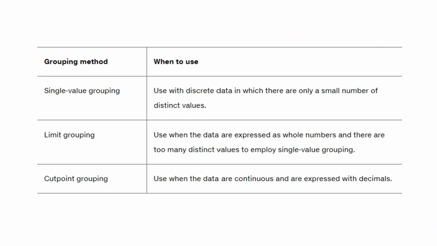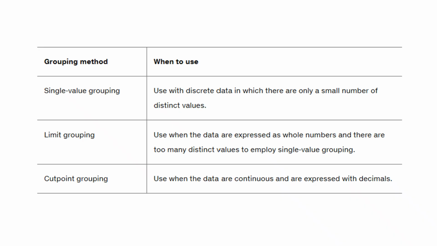Okay, so we looked at those three methods for grouping quantitative data, which are single value grouping, limit grouping, and cut point grouping. And so you might ask yourself, well, how do I know which one to use and when to use it? It's actually quite easy. With the single value grouping, this is discrete data, like the count of bunnies, and there's only going to be a small number of distinct values. If there's more, then you would use limit grouping. Use it when the data are expressed as whole numbers and there are too many distinct values to employ just the single value grouping. Easy peasy, right? Discrete data.